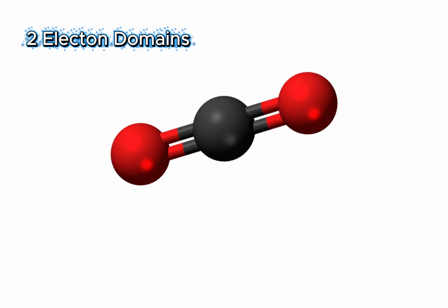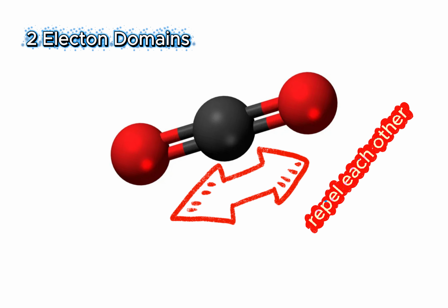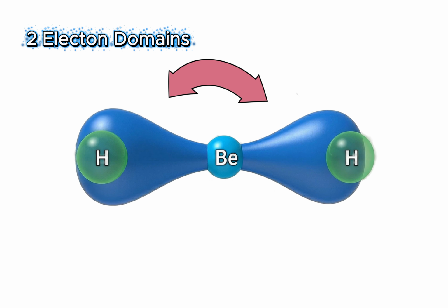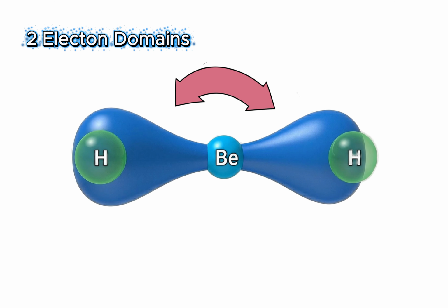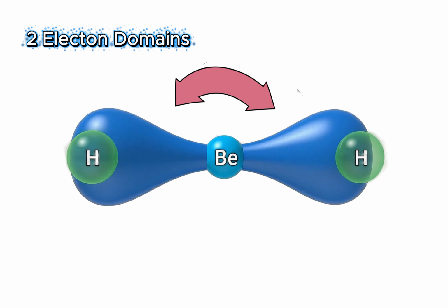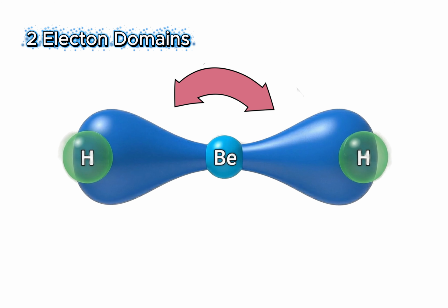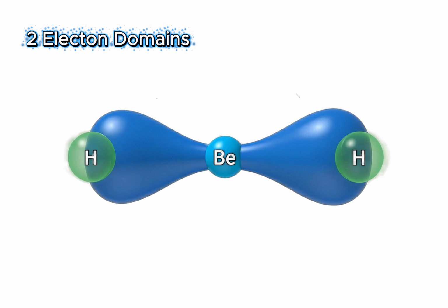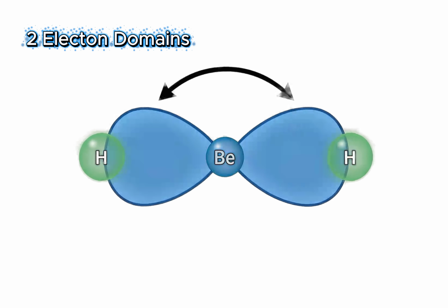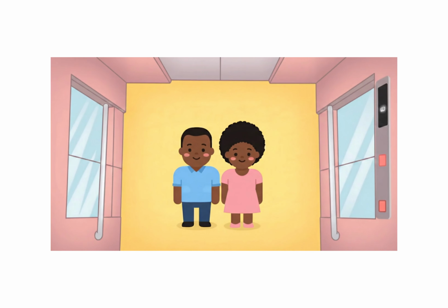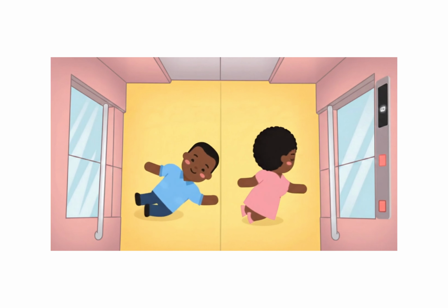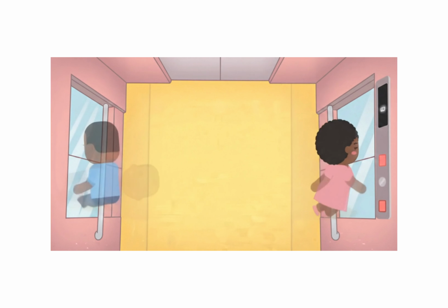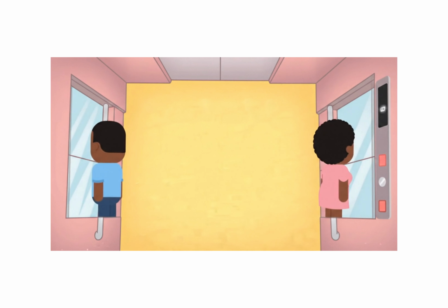The core of VSEPR theory is that electrons strongly repel each other. Electrons, which all carry a negative charge, try to stay as far away from each other as possible. The distancing is what determines the final shape of the molecule. It's just like people moving apart in an elevator. The 2 electron domains will also stand as far apart as possible.